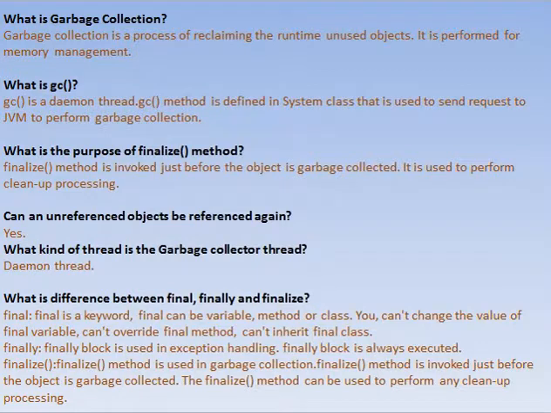What is difference between final, finally and finalize? Final is a keyword. Final can be variable, method or class. You can't change the value of final variable, can't override final method, can't inherit final class. Finally block is used in exception handling. Finally block is always executed. Finalize method is used in garbage collection. Finalize method is invoked just before the object is garbage collected. The finalize method can be used to perform any cleanup process.